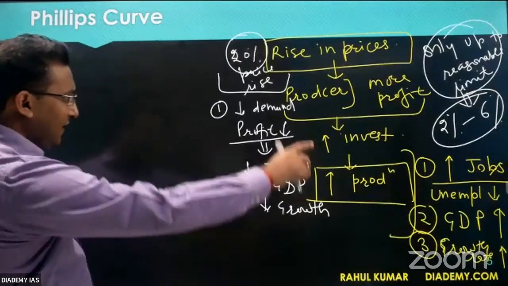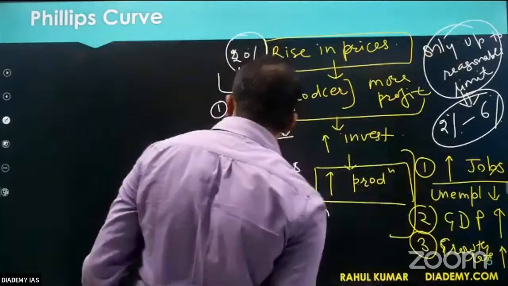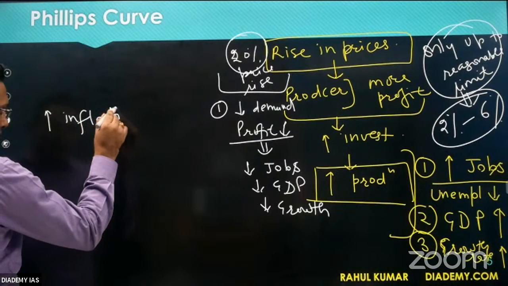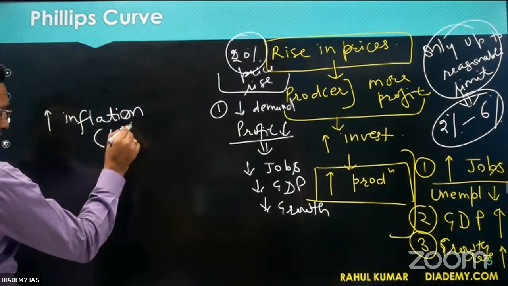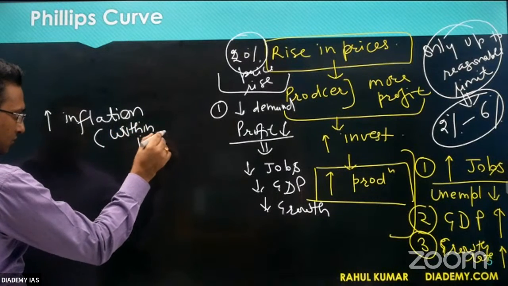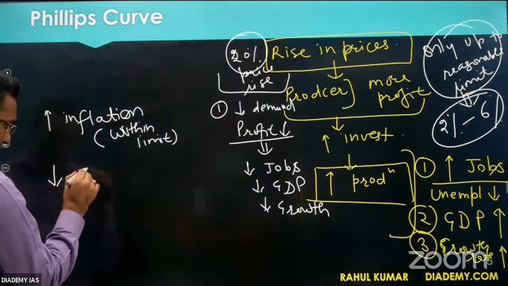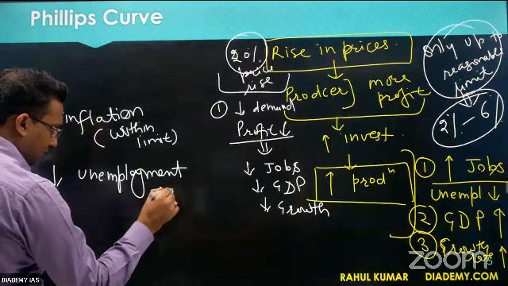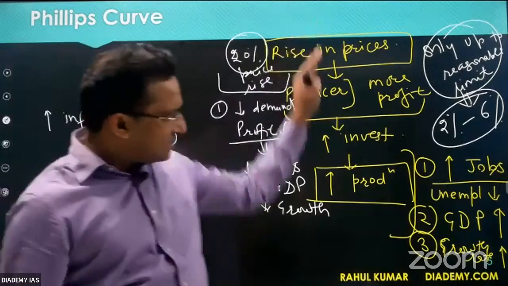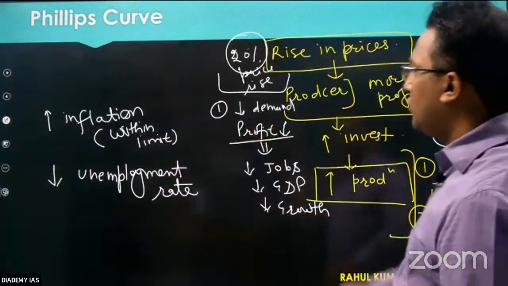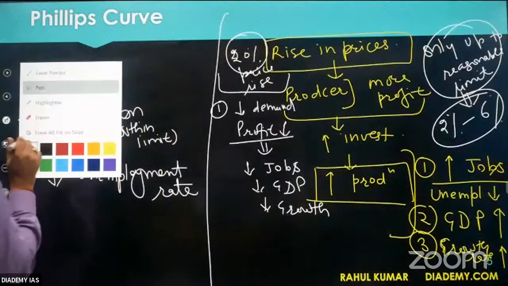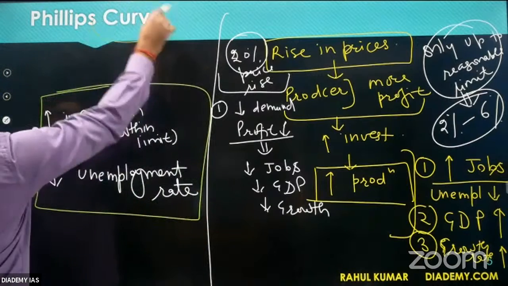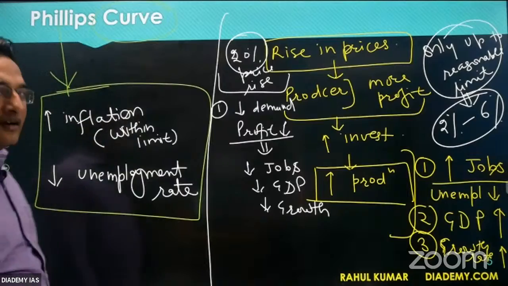So basically, if we see this thing here, we can see one thing, that increase in inflation up to a limit, within limit, decreases the unemployment rate. ठीक है, I have discussed this thing here in the yellow discussion. जो yellow हमारा मार्क है इसमें मैं डिस्कस कर चुका हूं. Now this relationship is depicted by a curve, and that curve is called Phillips curve. Okay, so this is Phillips curve.